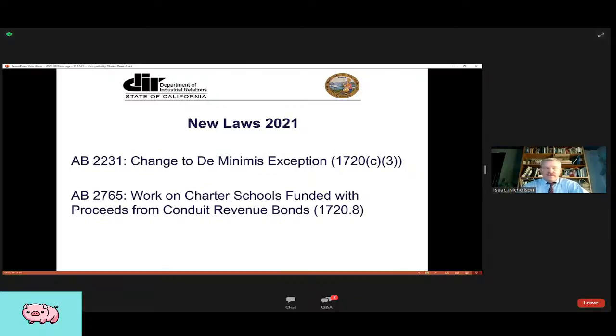So I just wanted to specify a couple of new laws. AB 2231 is the change to the de minimis exception, which I went over, and AB 2765 is work on charter schools funded with proceeds from conduit revenue bonds. That's the new law as well. And if you have the ACEC publication, prevailing wage laws, it will be italicized and bolded in the book, and you can easily identify those new code provisions.